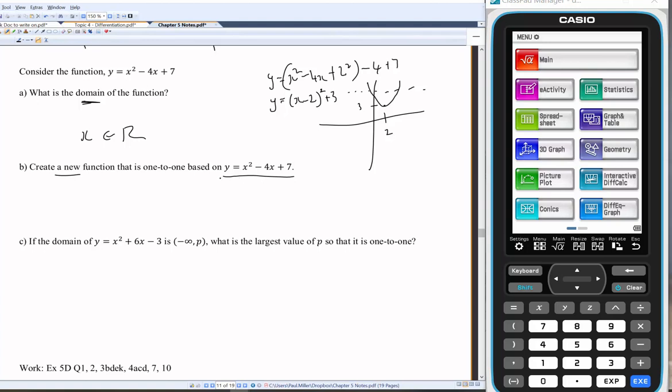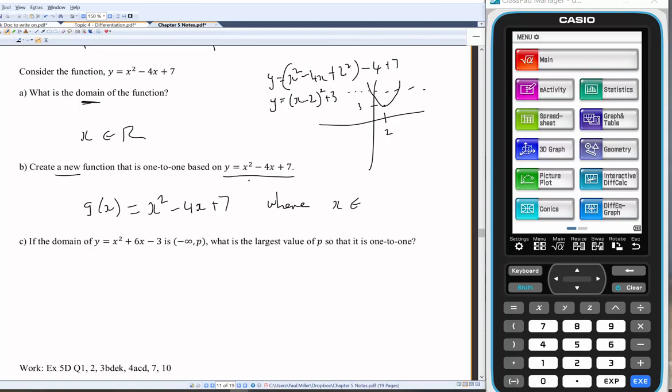Try it out and see. So can you make a new one? I'm going to call this g of x, okay? And what I'm going to do is state my function, which is x squared take 4x plus 7. And you might be thinking, oh, Mr. Miller, it's exactly the same function. But hang on a minute, where x is an element. And what I'm going to do is restrict the domain.